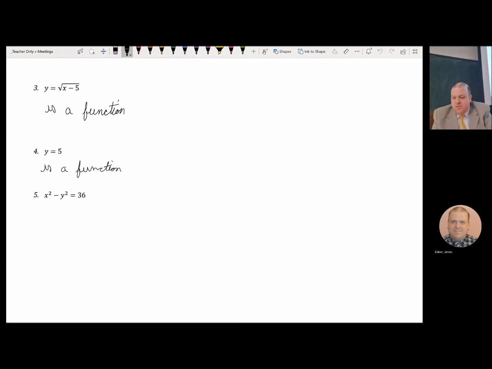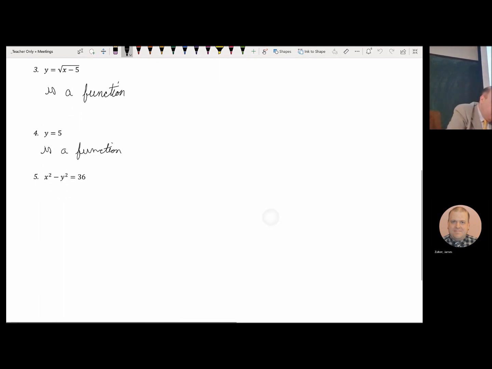x squared minus y squared equals 36. I think this is a hyperbola. I don't remember my conic sections. I think it is. Well, the idea is we want to try and solve for y. Make sure, or see if we get just a single value for y.